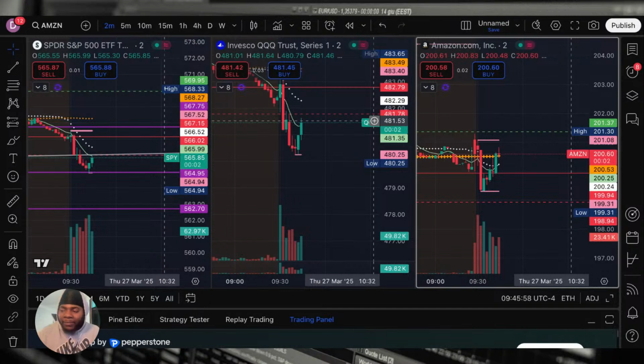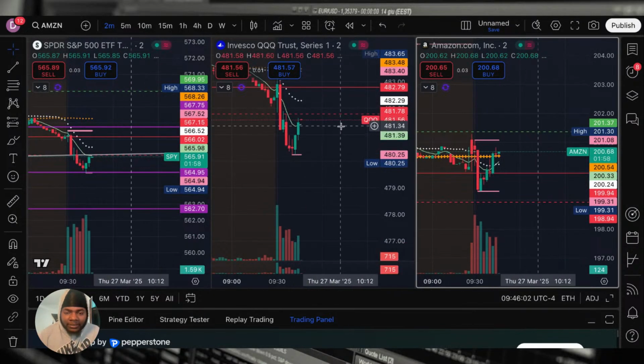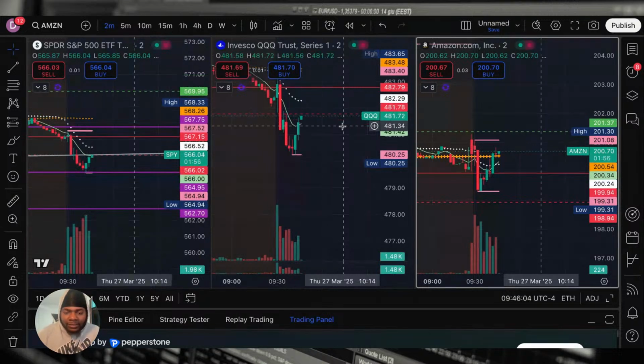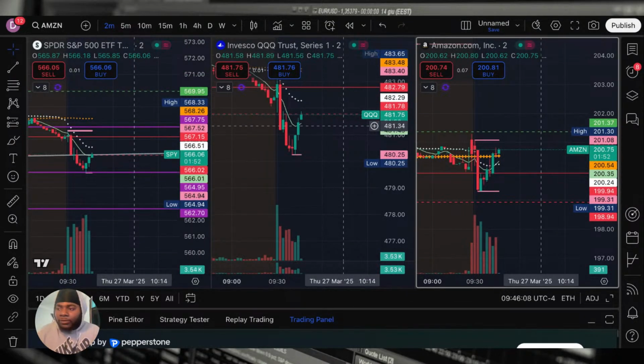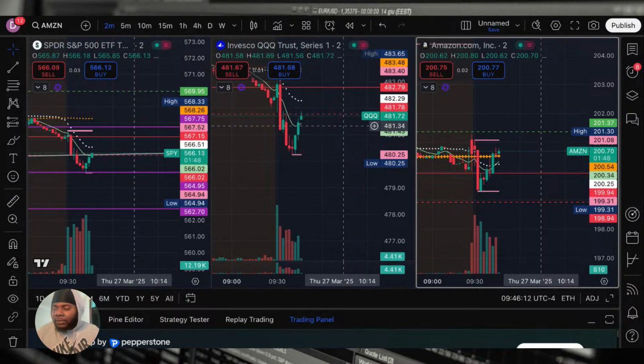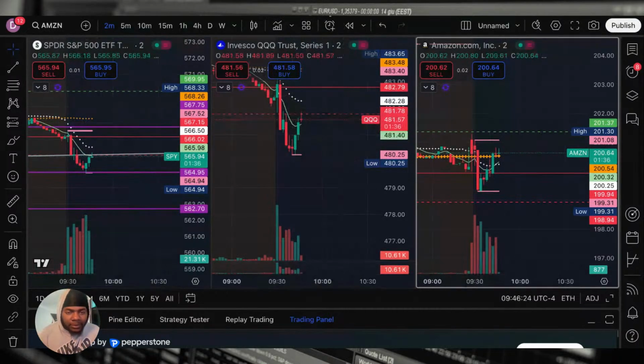Damn, that pop at the bottom right here. We should have got out right there. That pop right here, that's where we should have got out. All right, guys. I'm out of QQQ. Hit my stop. I only lost on that one contract. I lost $50. It's all good.